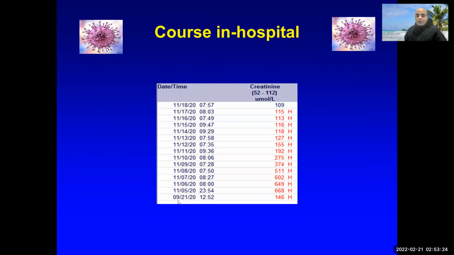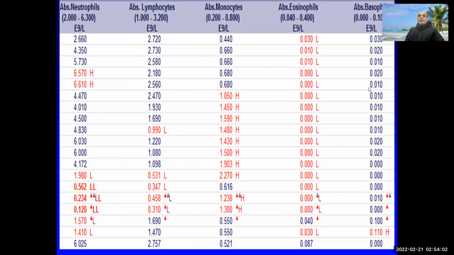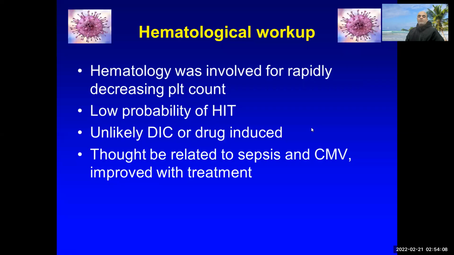Course in hospital from November 5: look at the trend of creatinine after management of infection and CMV viremia, creatinine from 600 reaching 115. And this picture shows leukopenia during admission on November 4th or 5th, and now November 18th. White blood cells and hemoglobin are around his baseline. The platelets entered thrombocytopenia in this period and are now normalized. Neutrophils, lymphocytes and monocytes are all improving.